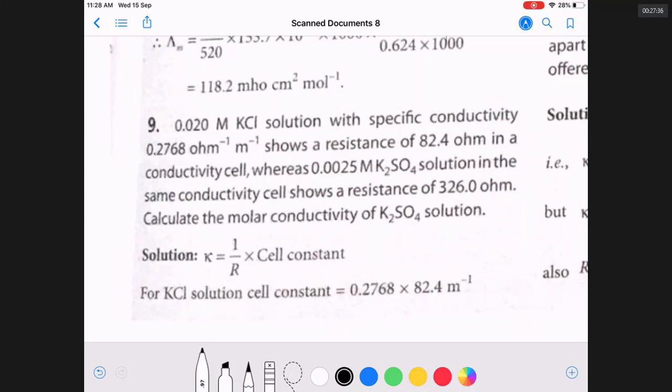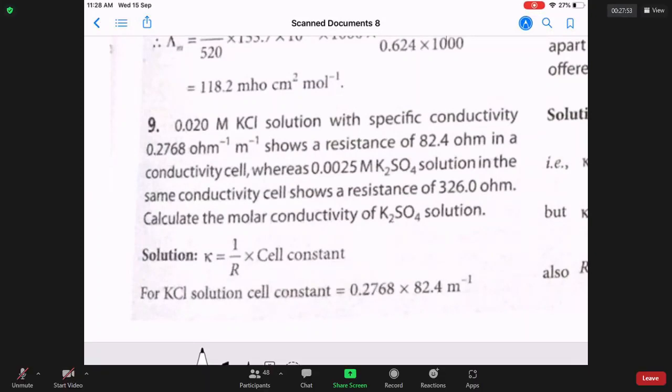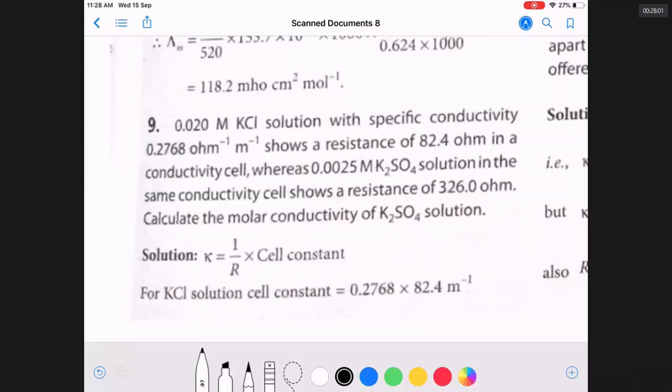So for the first solution they gave K. For the second solution, they did not give K. Have you observed, sir? They gave me resistance and they want me to calculate the molar conductance. Molar conductance is equal to K into 1000 by concentration. They gave me the concentration 0.0025, but they did not give me K.